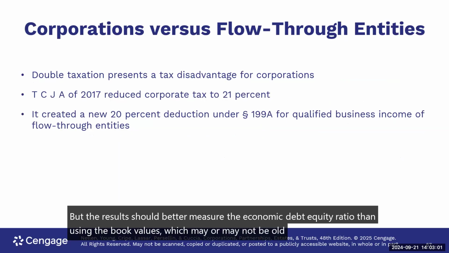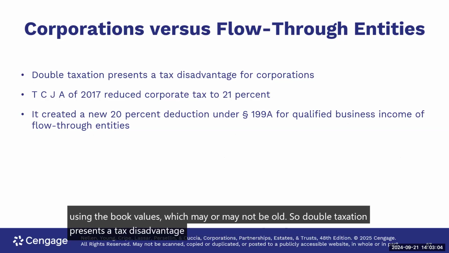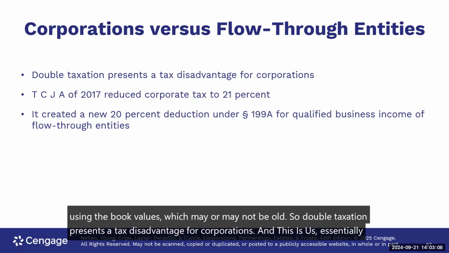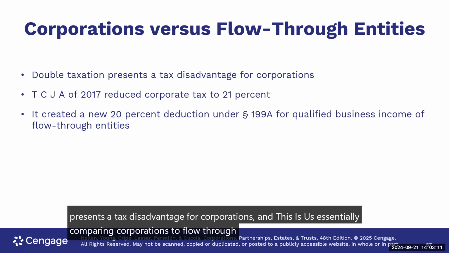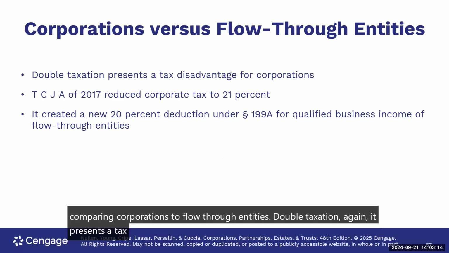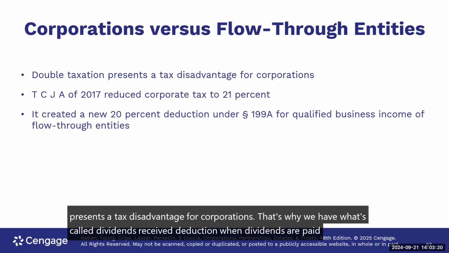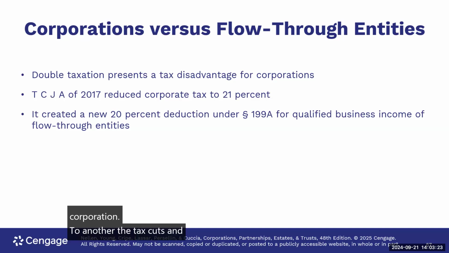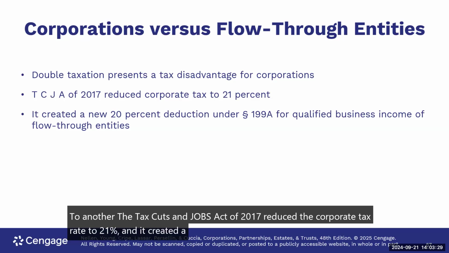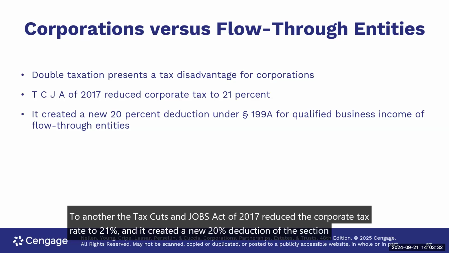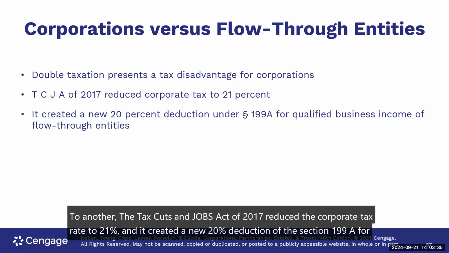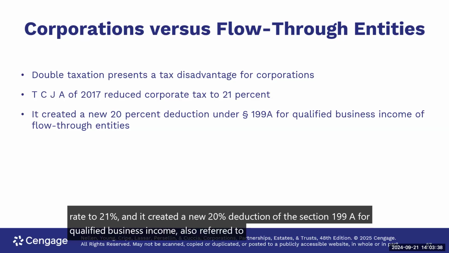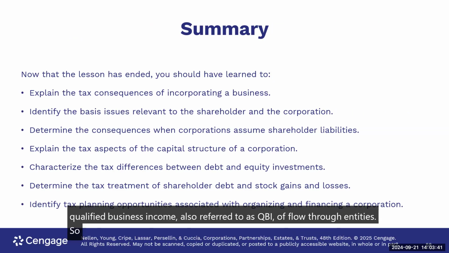Double taxation presents a tax disadvantage for corporations, and this is us essentially comparing corporations to flow through entities. That's why we have what's called the dividends received deduction when dividends are paid from one corporation to another. The Tax Cuts and Jobs Act of 2017 reduced the corporate tax rate to 21%. And it created a new 20% deduction under Section 199A for qualified business income, also referred to as QBI, of flow through entities. So this brings us to the end of chapter 4, corporations, organization, and capital structure.